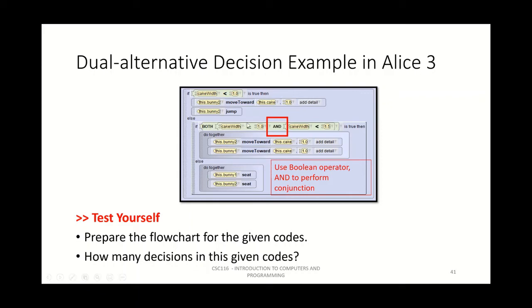For this example, you use the Boolean operator and to perform the conjunction between these two conditions. So you put and. It depends on your project or your program, whether you want to use a Boolean operator or just use one operator. So it depends on your problem.